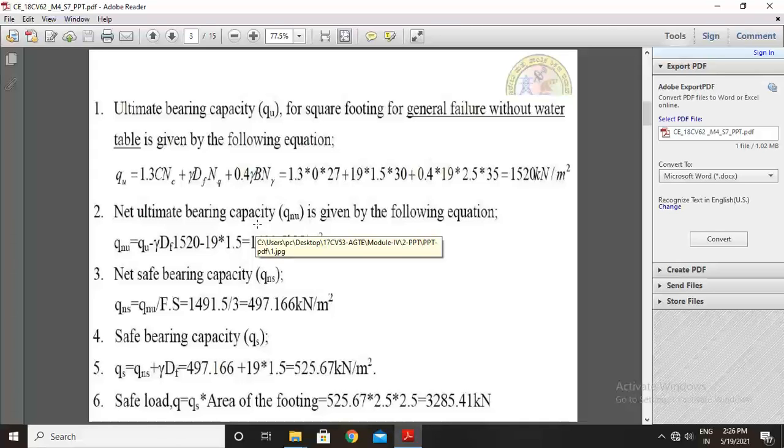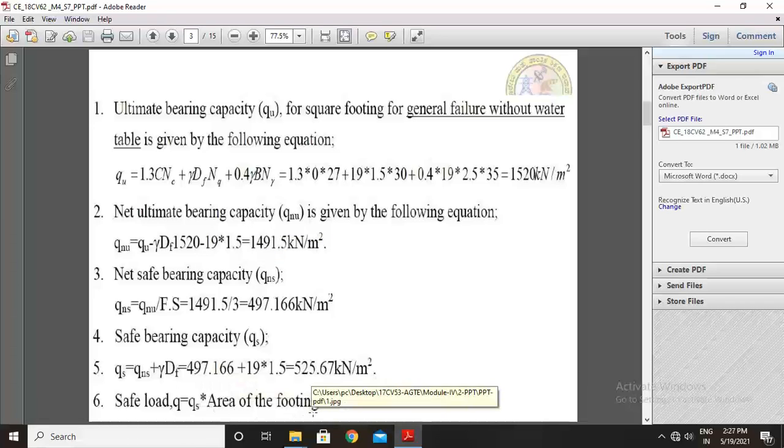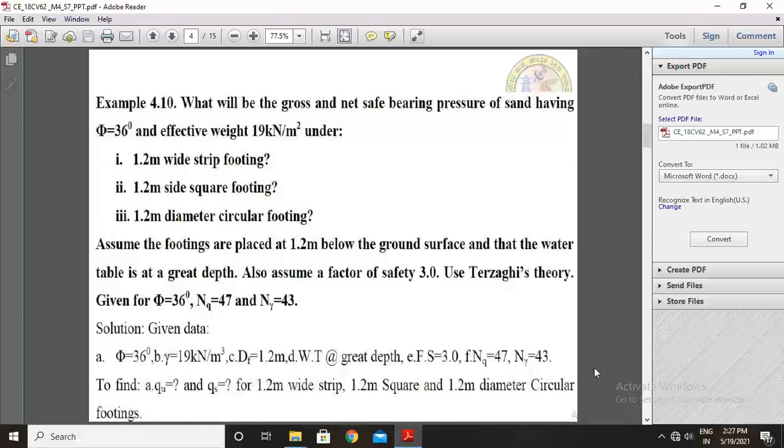Then the safe load is calculated: Q equal to SBC into area of the footing. So now SBC is 525.67 into the area of the footing, B into L, 2.5 into 2.5. So the answer, the load, is 3285.41 kilonewtons. So this is the safe load for this type of problem.